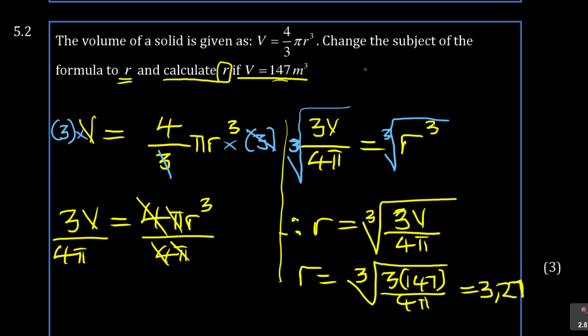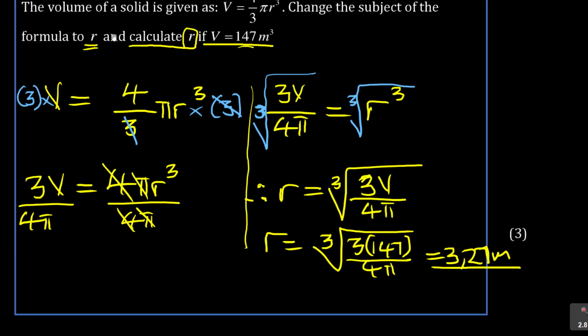But R is distance. Remember, it's the radius. Then you must leave your answer in meters. Oh, you understand? Don't just leave it like that, because it's a distance. You must tell us the units. They told you the volume is in cubic meters, but now R must be in meters then. You know, those small things.